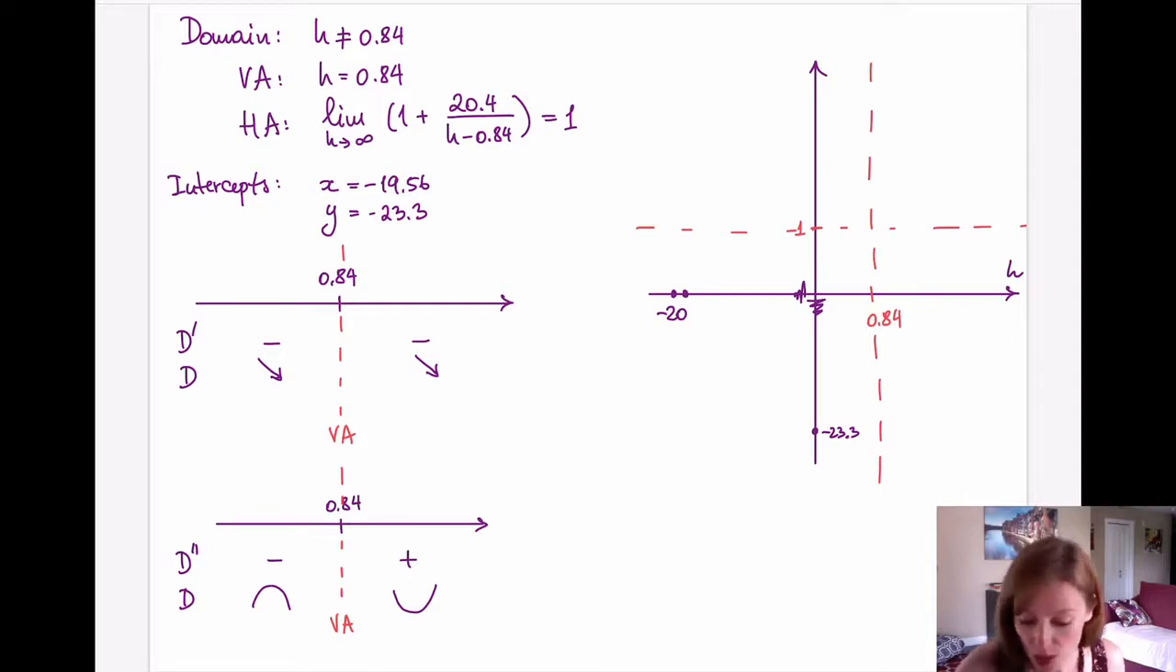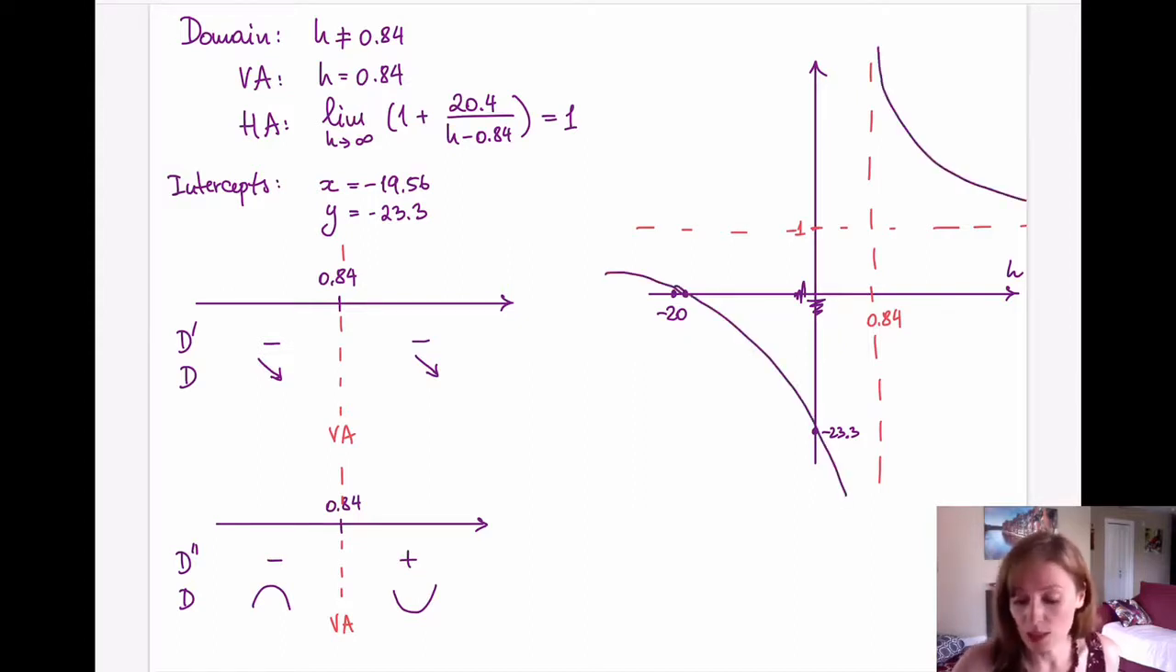Okay, so what you really should have is some kind of graph that looks like this. Decreasing and concave down, approaching the vertical asymptote, and then on the graph here, decreasing, approaching the vertical asymptote here, and a horizontal asymptote there.